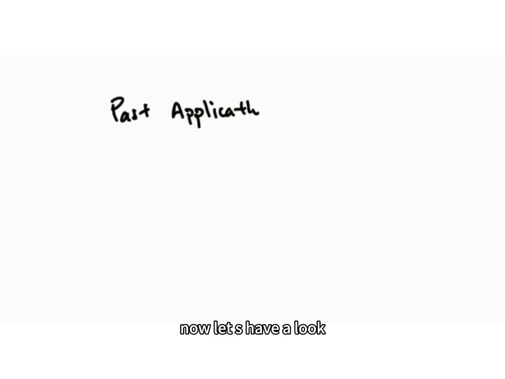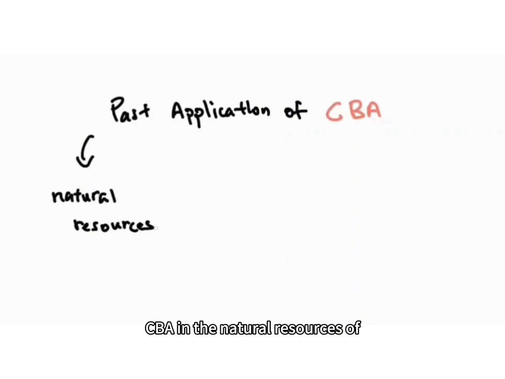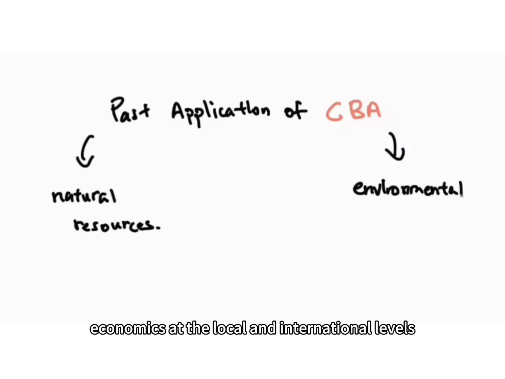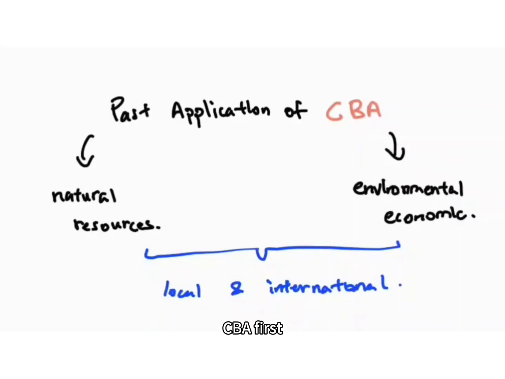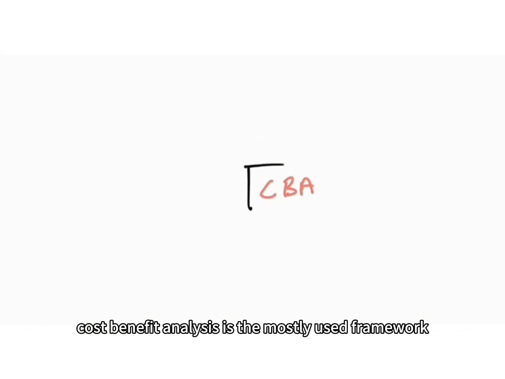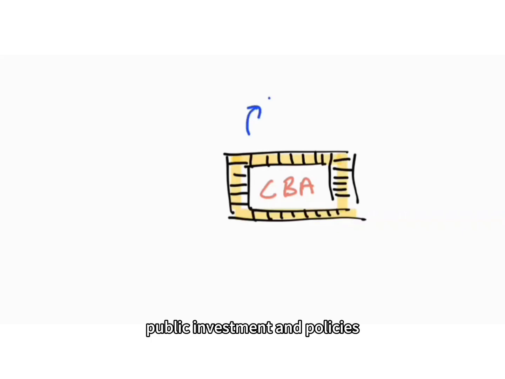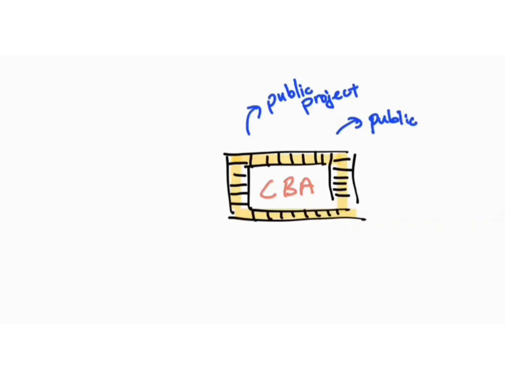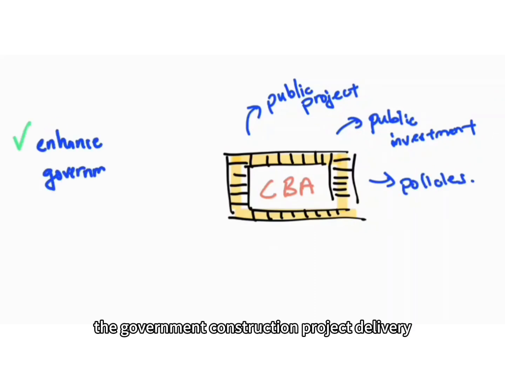Now, let's have a look at some of the past applications of CBA in natural resources or environmental economics at the local and international levels. We'll start with the local past application of CBA first. This case study states that cost-benefit analysis is the most used framework in public projects, public investment, and policies. One of the important reasons is to further enhance government construction project delivery.